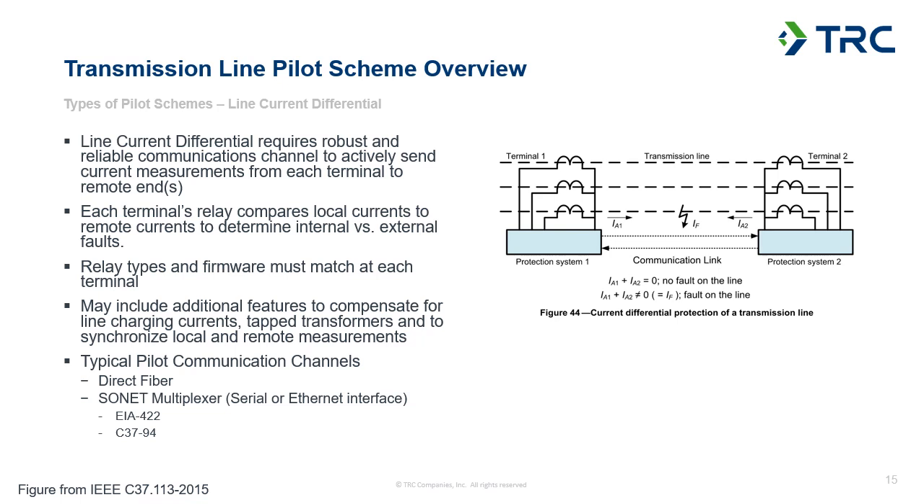But overall, the line differential is a great option. Operates high speed for the whole length of the line. Is really able to have a lot of sensitivity in differentiating between in-section and out-of-section faults. And it's really just a great choice overall if you've got the communication infrastructure to support it.